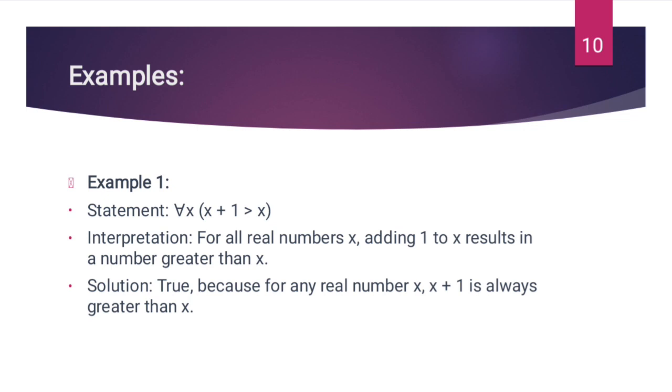Example 1. For the statement for all x, x plus 1 is greater than x, the interpretation is: for all real numbers x, adding 1 to x results in a number greater than x. The solution is true because for any number x, x plus 1 is always greater than x. So remember, when we use the universal quantifier, it means the statement is true for any real number.